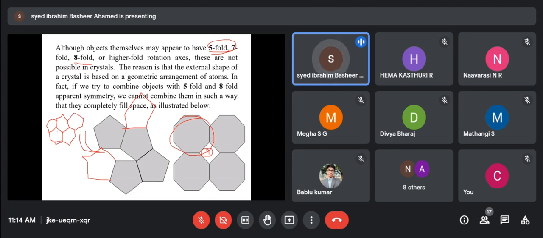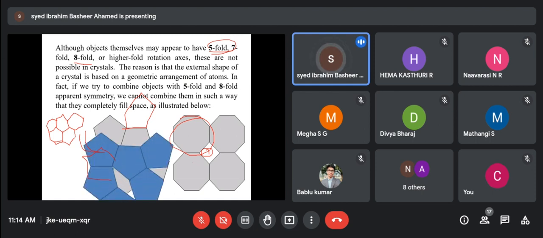So in the 6-fold, you will be having a continuous packing without any gap, right? But in case of these 5-fold or any higher order, it's not possible, all right? So you can think of a different packing. Whatever you try this way, or you want to put here, some gap will be there, right?